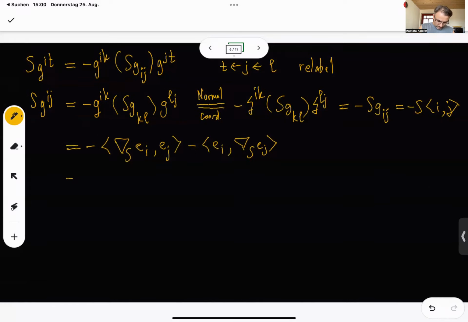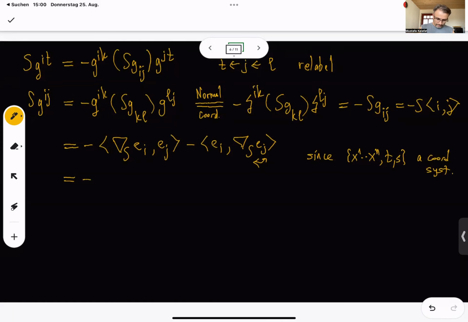All right, and then remember, you can exchange these two without any hassle, because we assume that x1 till xn with new coordinates s and t, variation directions, form a coordinate system, so that Lie brackets among each other are going to be 0, so that you can flip these guys over, and get nabla_s e_i e_j minus.